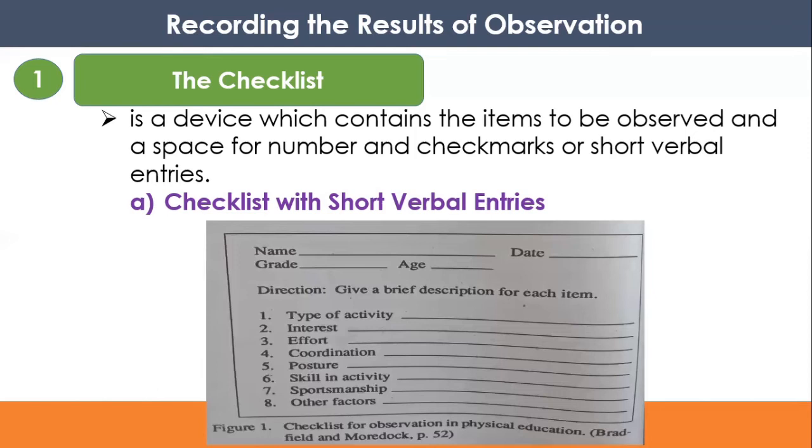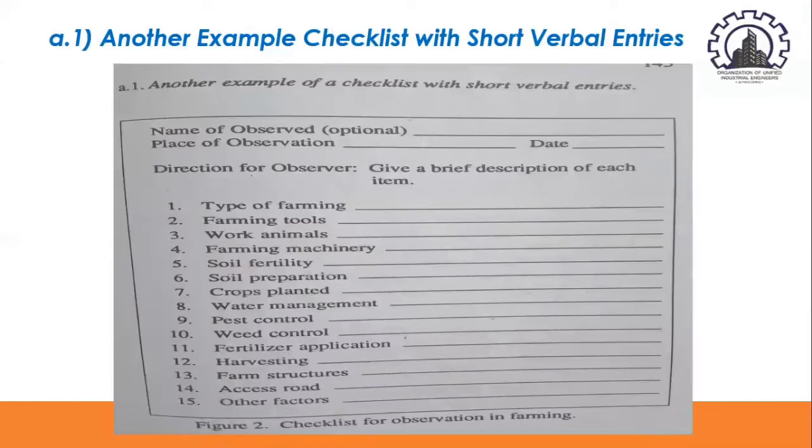So first you have the type of activity, and the student needs to describe briefly the type of activity. So meaning there are short verbal entries. Okay, so this is what we call short verbal entries. So you have interest, effort, coordination, posture, skill in activity, sportsmanship, and other factors. So the students should give his or her short verbal entries for these particular items. And another example of a checklist with short verbal entries is the one you can see in figure 2.